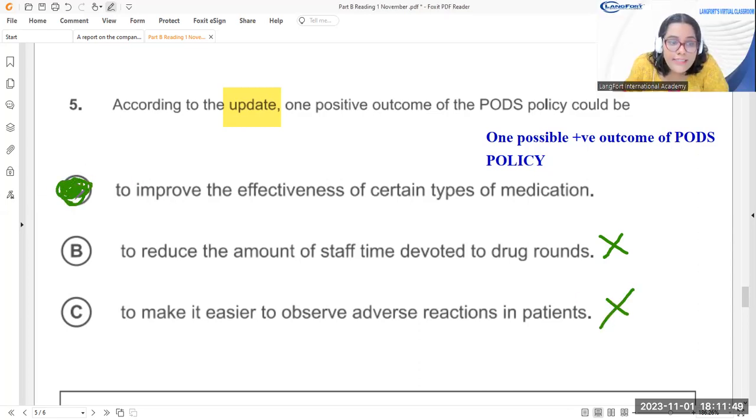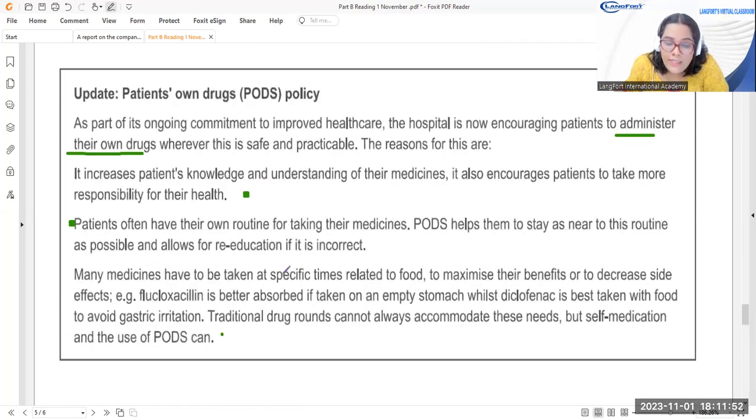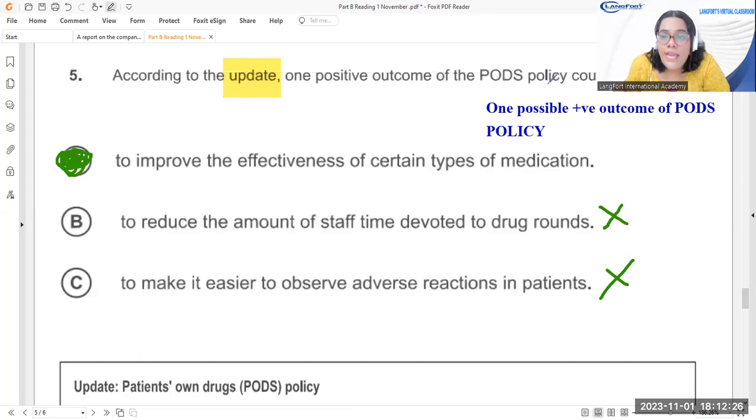Why? See, at the end, the last point: many medications need to be taken at specific times in relation to food, because based on that, it can maximize their benefits. For example, this medication is better absorbed on an empty stomach. The other one is best taken with food. So the effectiveness of these medications depends on the time you take your meals. Traditional drug rounds won't help with that, but self-medication and PODs can help with it. So to maximize the benefits of the medications according to the intake of food, the PODs system is better than traditional drug rounds. Considering that, option A is the answer.